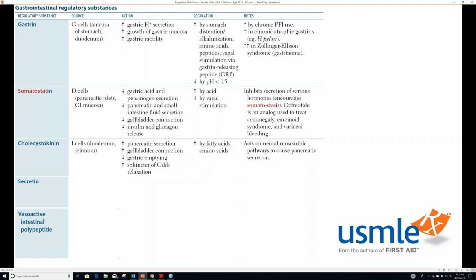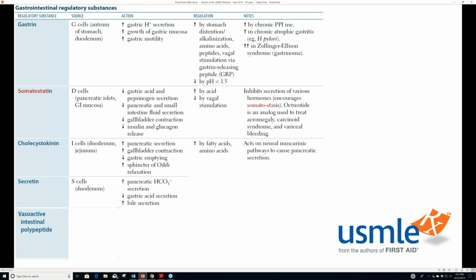Now secretin is released by your S cells, and once again, those are found in your duodenum, and this is going to lead to an increase in your pancreatic bicarb secretion, as well as decrease your gastric acid secretion and increase bile secretion. Once again, secretin is increased by acids as well as fatty acids in the lumen of the duodenum, so not so much the stomach, but in the lumen of the duodenum itself.